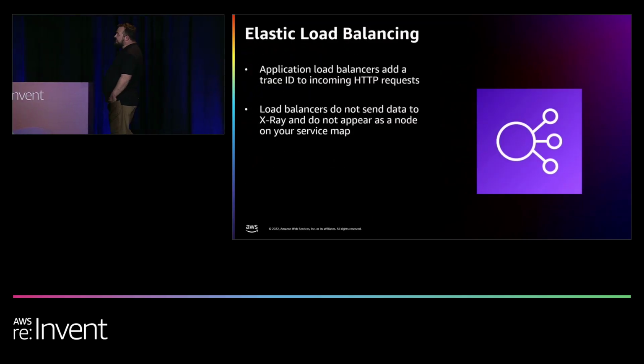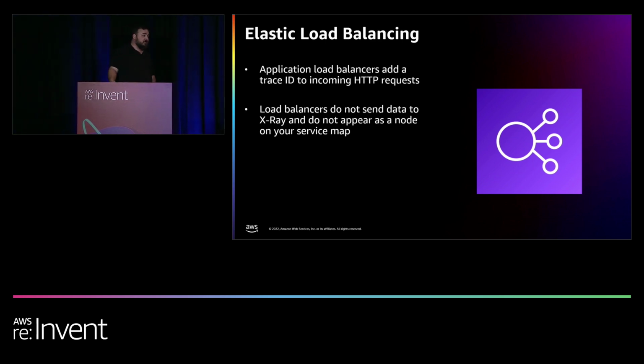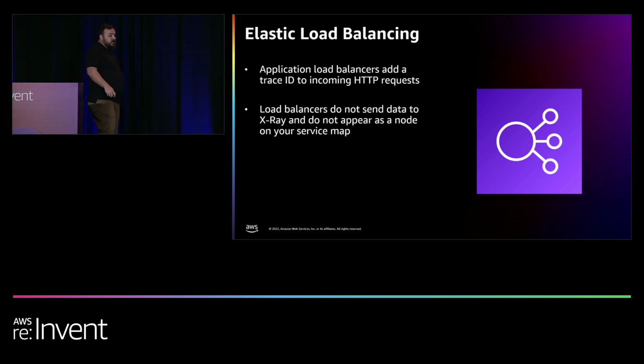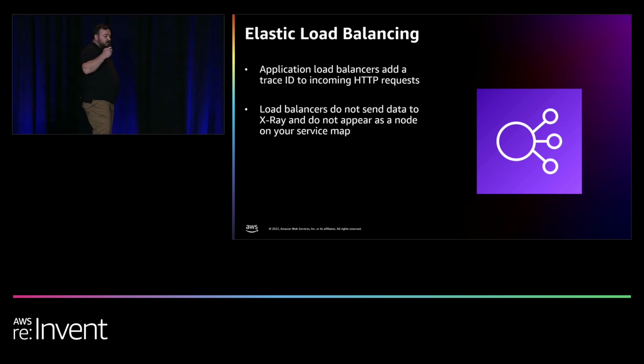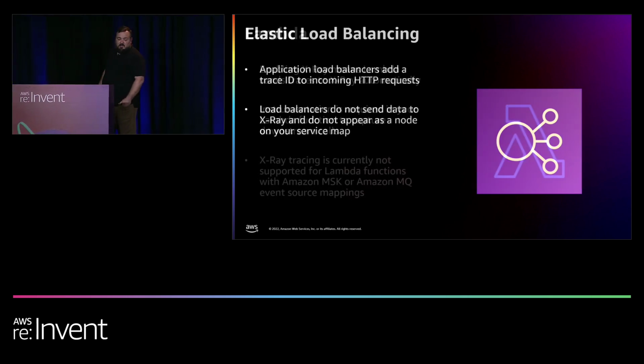Elastic Load Balancing supports X-Ray. A lot of people actually don't know this. You're not going to see an ALB on a trace map, but when an ALB is handling a request, if it detects a trace ID, it will pass it downstream. If it doesn't, it's going to generate a new one. So ALBs support tracing.